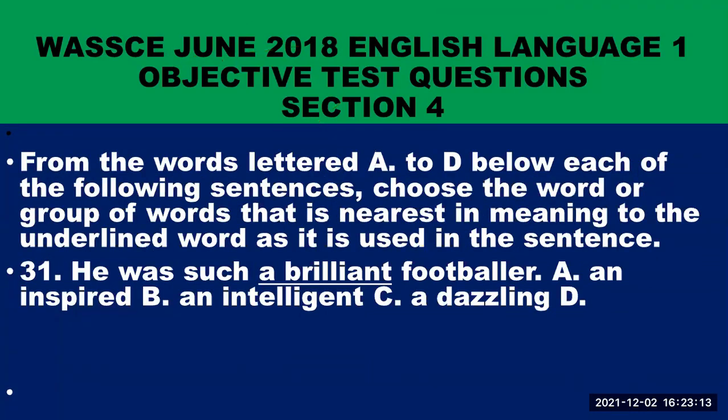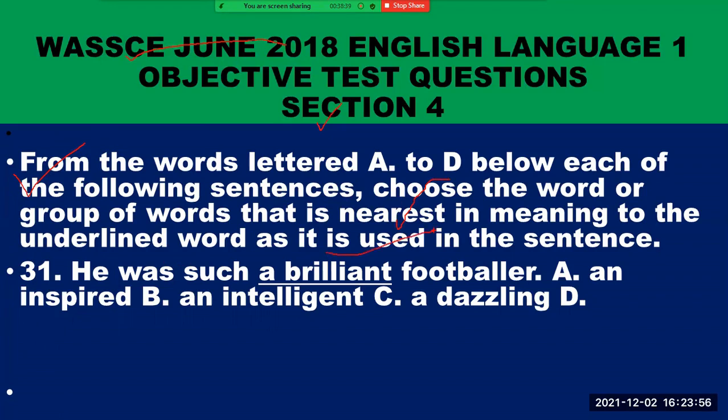Now let's go to 2018 and we look at the frequently occurring patterns. Now take note of the fact that this is WASSCE June 2018. Again, we have section 4. The instruction is the same. Let's see if the topic is the same. From the words lettered A to D, below each of the following sentences, choose the word or group of words that is nearest in meaning. Take note of nearest in meaning. The same thing we had in 2020 and 2019. Nearest in meaning to the underlined word as used in the sentence.